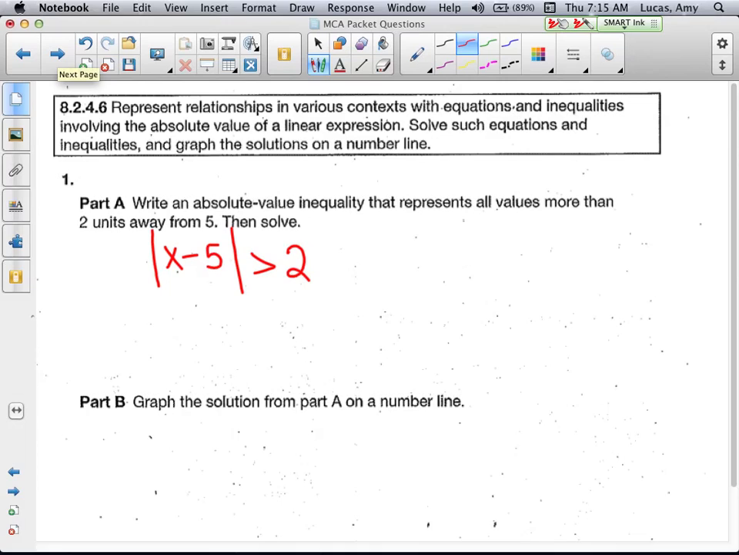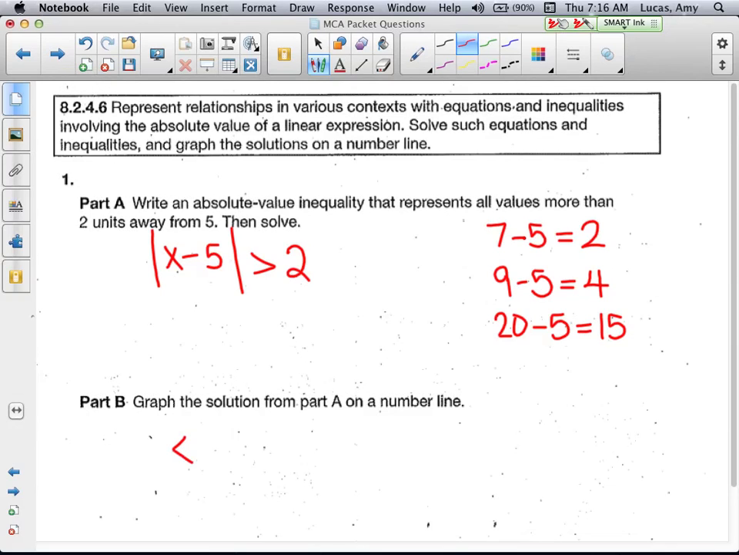So for example, the distance that 7 is away from 5, 7 is 2 away from 5. I could also say the distance that, let's say, 9 is away from 5, 4 units away. Or 20 away from 5 is 15 units away. So subtraction is how we would find the difference between two numbers. So the absolute value of x minus 5 is greater than 2. That's what I believe we should be solving.